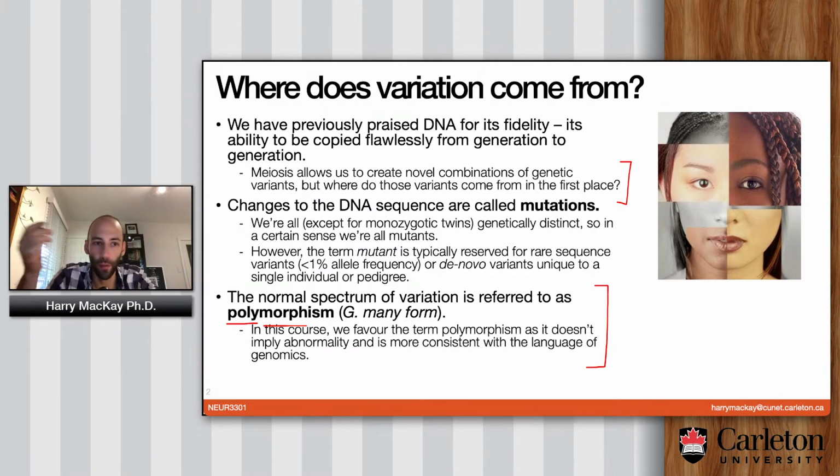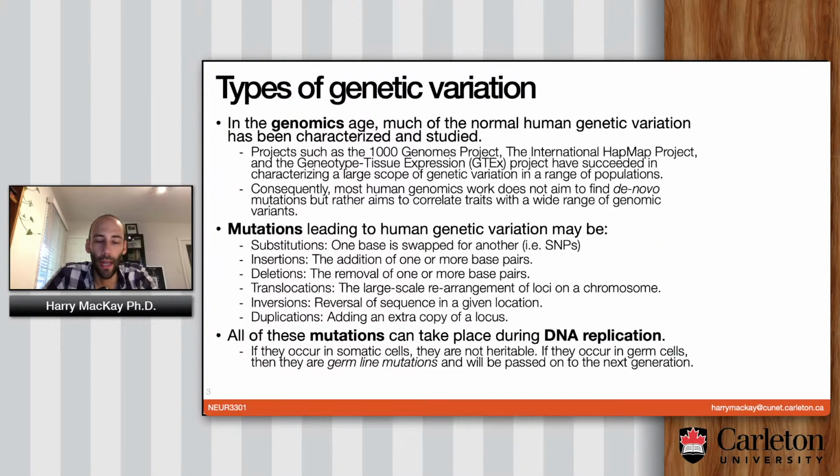The correct interpretation is that there's a varied and large gene pool that exists in the world, and human genomes come in many forms. So it's a bit more of a favorable term. In the genomics age, a great deal of the genetic variation that exists on our planet, frankly, but in our populations, has been characterized and studied.